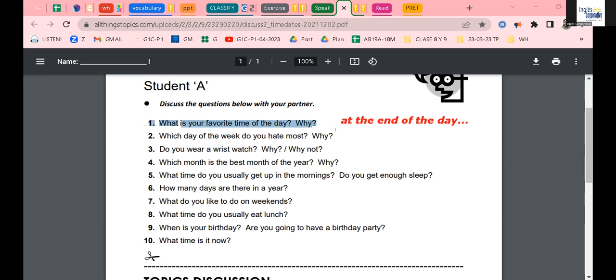Which day of the week do you hate most? I hate Mondays. Because on Mondays, you explain what you do, right? ¿Qué hacen los lunes? I hate Mondays because on Mondays I have to work, there is a lot of traffic, I don't want to wake up, no me quiero despertar, no quiero levantarme. Okay, do you wear a wristwatch? Un reloj. Do you use a wristwatch? Why not?